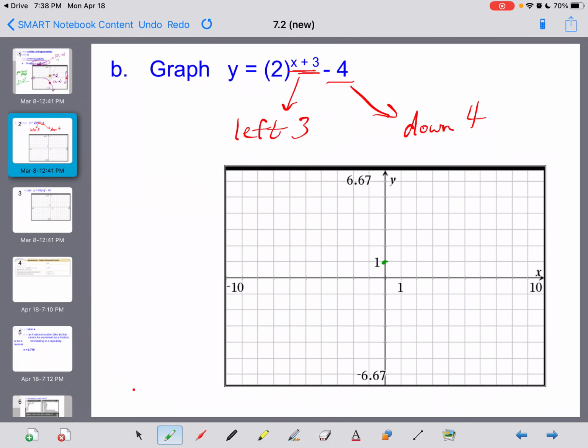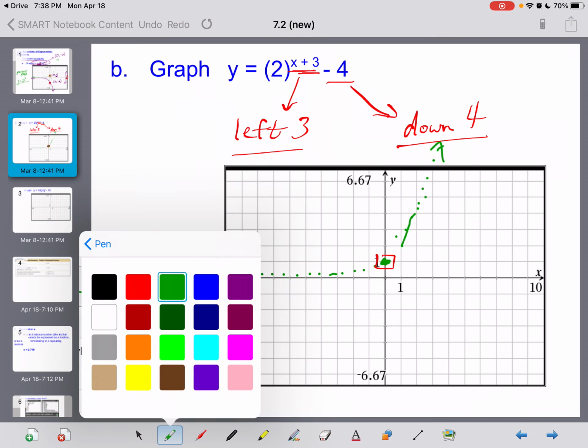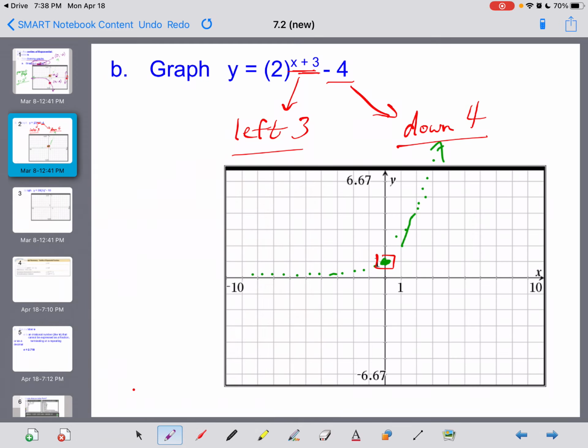A parent graph begins at the ordered pair 0, 1, hugs the x-axis as an asymptote, and then increases pretty quickly like that. Now what I'm going to do though, guys, is take this starting point right here and apply these two shifts to that point there. We're going to take the ordered pair, which was located at 0, 1, and we're going to shift it left 3 units, so 1, 2, 3, and then down 1, 2, 3, 4. This point right over here should be our starting point.